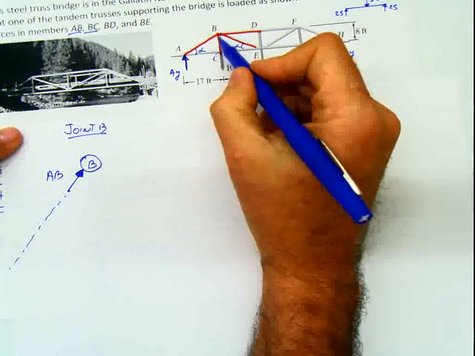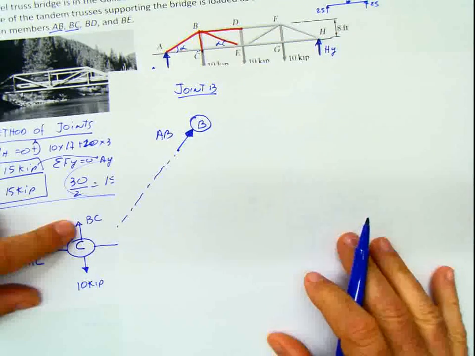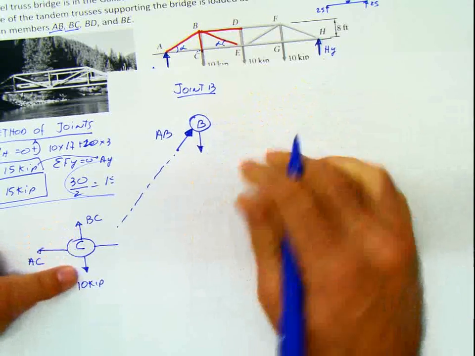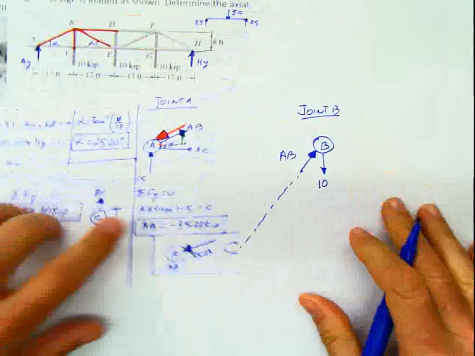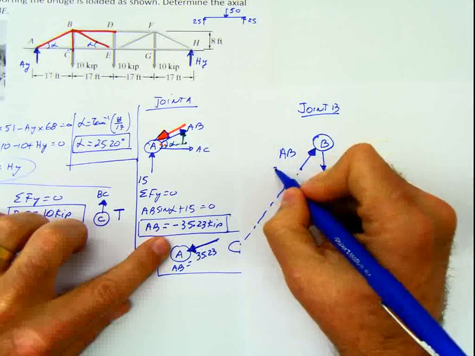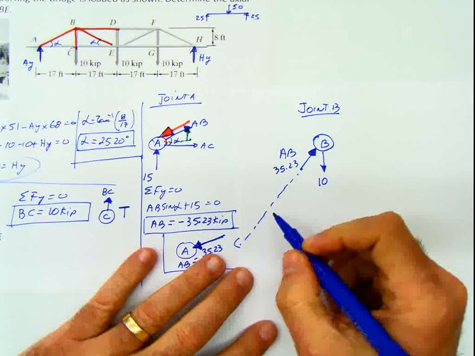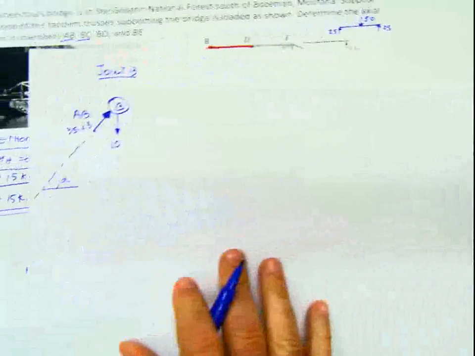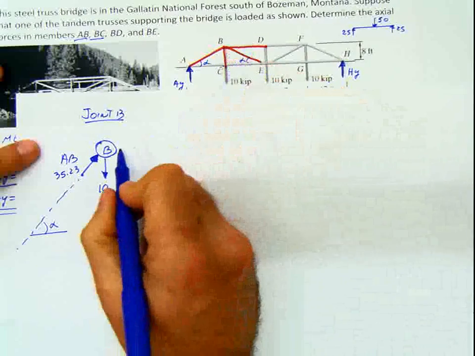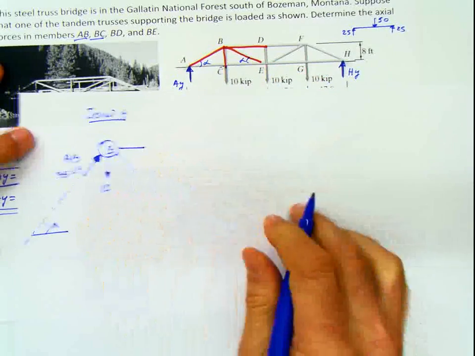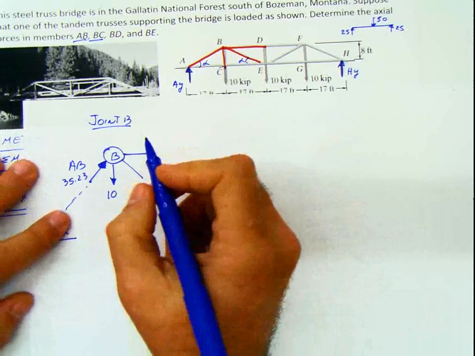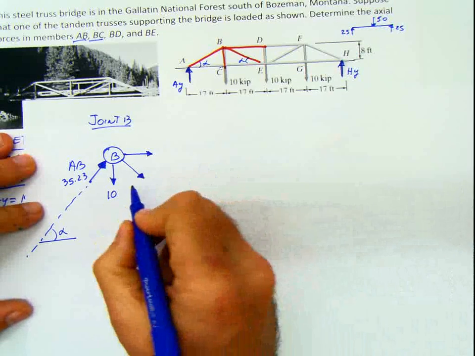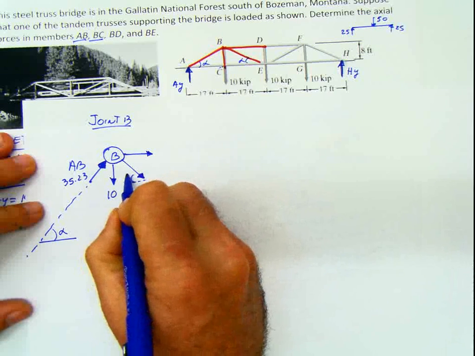The other issue here could be BC, and BC was leaving the joint here. So BC here is going to be also leaving the joint, and that value I calculated as 10. This value for AB I calculated before, and it was 35.23. Also, I know this angle here because I did it before. That angle is alpha, and I had the value for alpha. Now I go to my unknowns, and my unknowns are BD and BE.